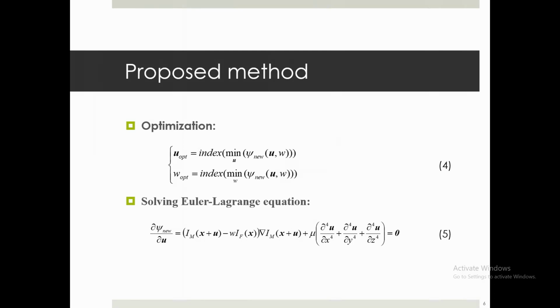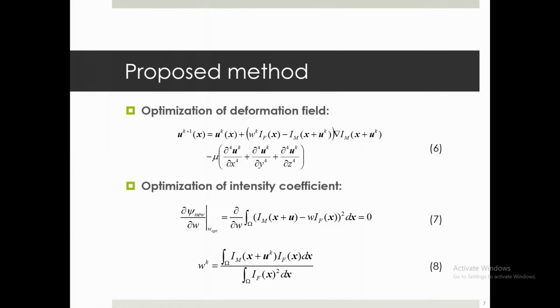Since this equation is nonlinear, it should be solved numerically. According to the gradient descent algorithm, the optimal deformation field can be obtained as equation 6 by an iterative algorithm. Moreover, the optimal intensity coefficient can be obtained by solving equation 7. By some algebraic manipulation, we can obtain W with equation 8. This process is continued until both U and W don't change anymore.